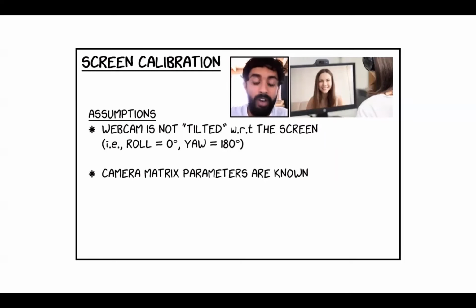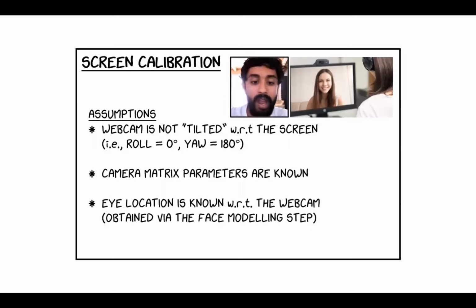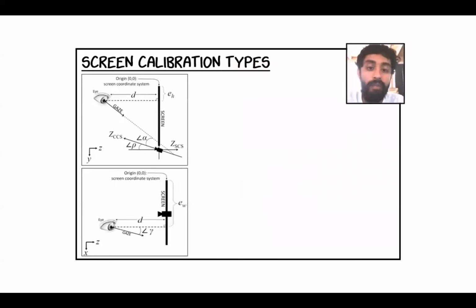We also assume that the matrix parameters are known. In reality, even if they're not known, they can be roughly estimated. And finally, we also assume that the eye location is known with respect to the webcam. The rough eye location in reality is known because of the face modeling step, which can provide landmarks for the eyes. We study 3 types of calibration techniques in our work.